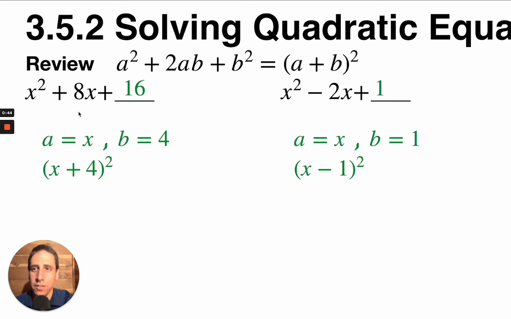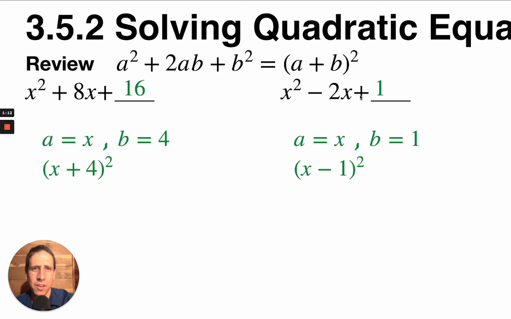And if it were 16, then you could say that a would equal x and b would equal 4, and 4 times x is 4x, doubled is 8x. So you would be able to factor this and say it's x plus 4 squared, going from here down to here. But the question is, how could you calculate 16 in the first place? How would I fill in the blank with 16, when I didn't tell you exactly how I got it?